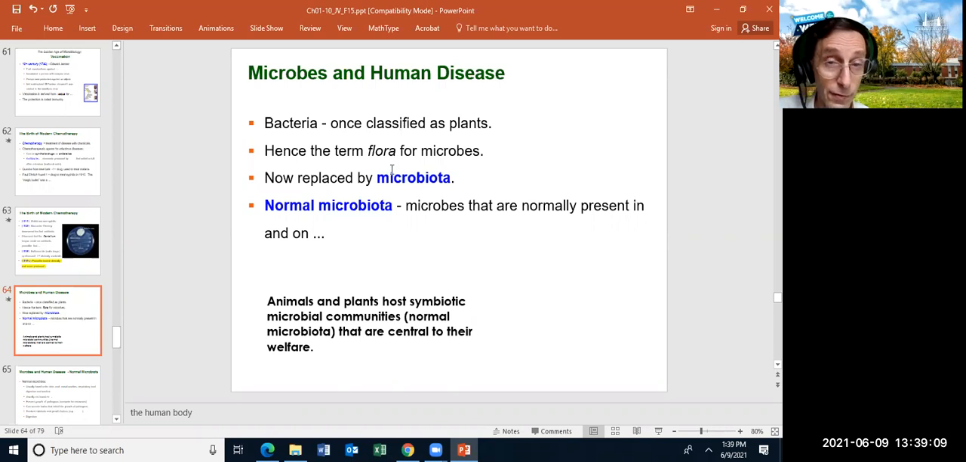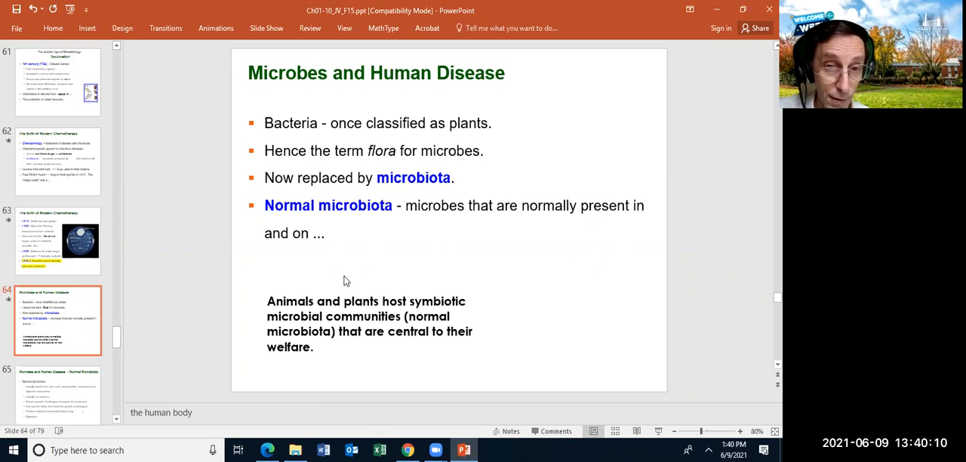We have replaced the term microflora with the term microbiota. And when we use the term normal microbiota, we're referring to the microbes that are normally present in and on animals and plants. And when we're talking about the human normal microbiota, we're talking about the microbes that are in and on a human. Usually when I'm talking about the normal microbiota, I'm talking about the human normal microbiota. But you should realize that all animals and plants have a normal microbiota.